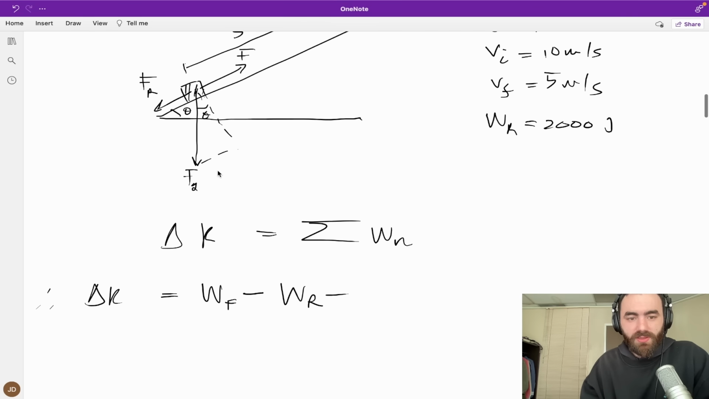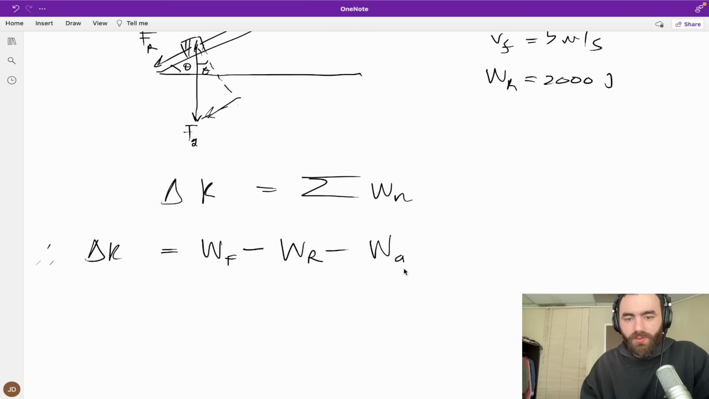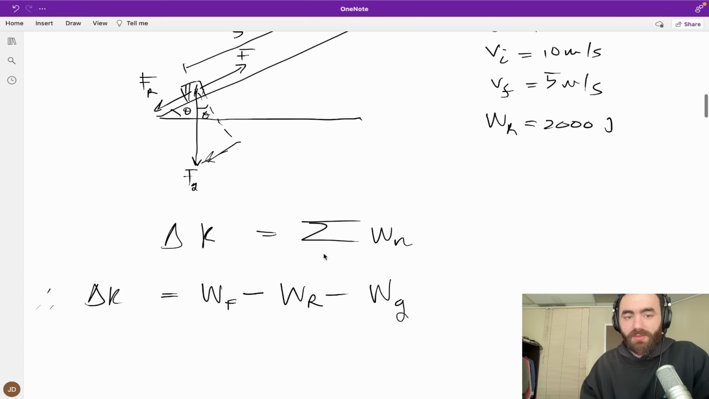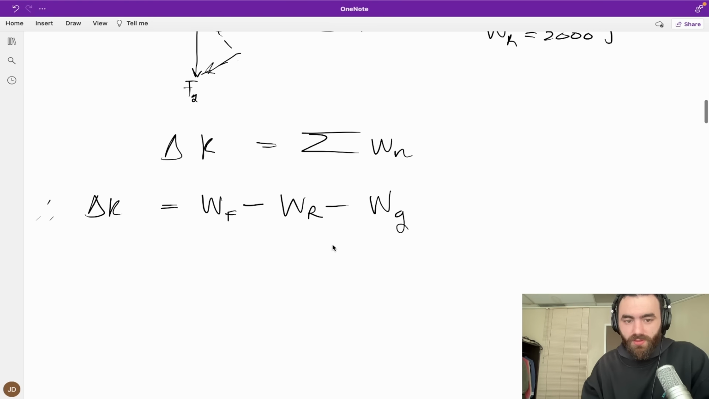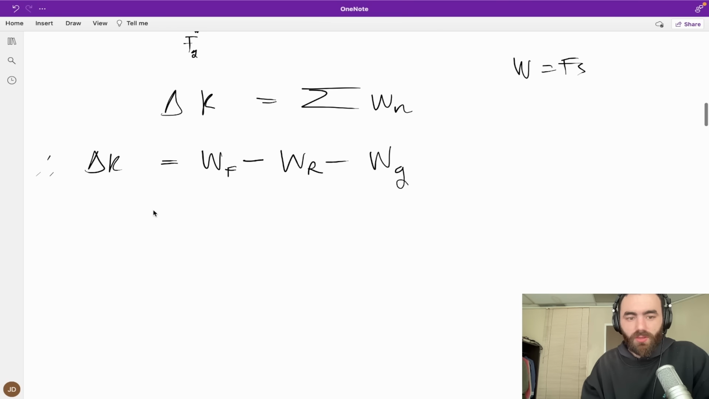And then minus, like before, the force due to gravity going down the slope, right? So this is going to be minus the work done by gravity, and it's minus because this time the weight, or the force due to gravity, is acting down the slope and we're moving up the slope, so they're acting in opposite directions, so it's minus. Okay, and now we know that the work done is force times displacement, so we can just substitute these things in.